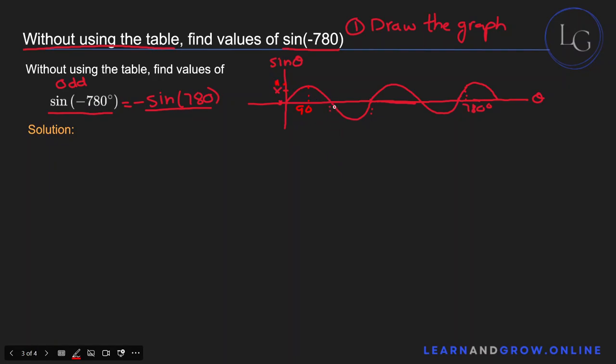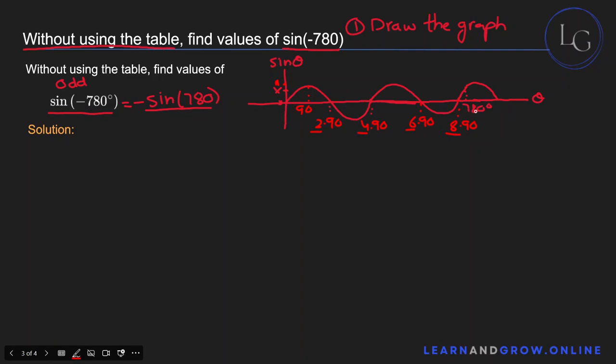So at 2 times 90, the value is equal to 0. Again, at 4 times 90 degrees, it's also equal to 0. At 6 times 90 degrees, it's again 0. At 8 times 90 degrees, it's again 0. So you can see the relation here. At every single even multiple of 90 degrees, the value of the function is 0, right?